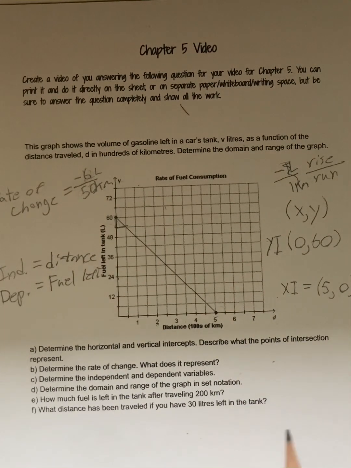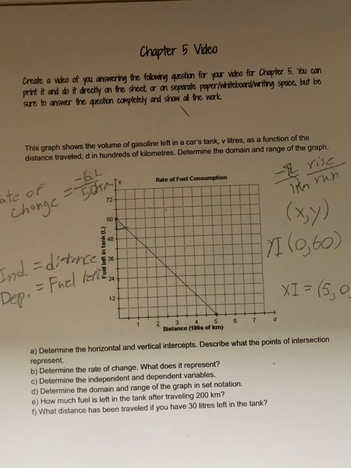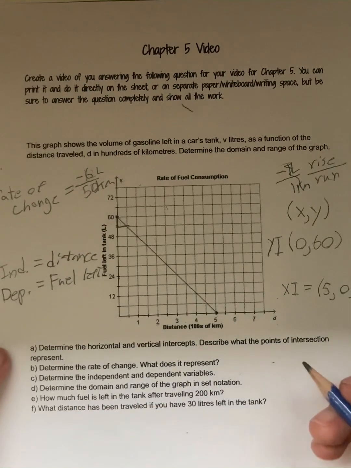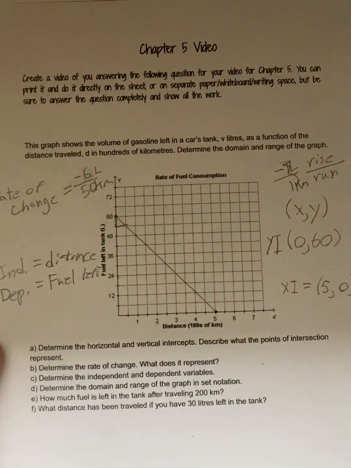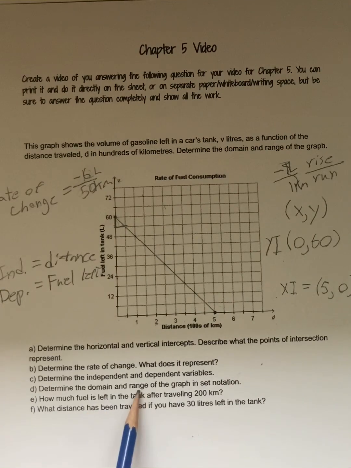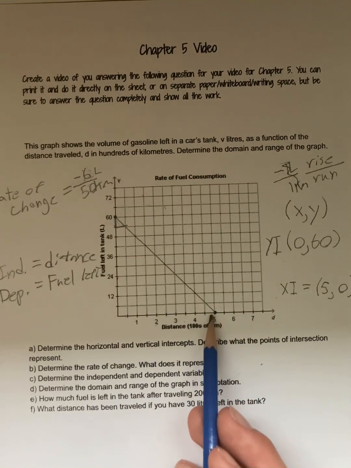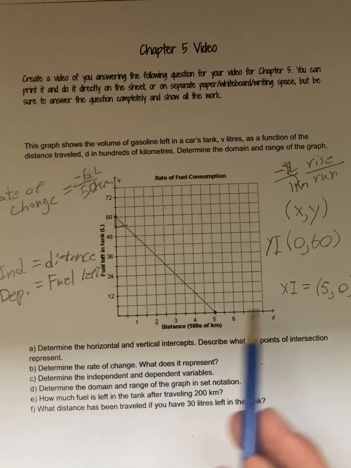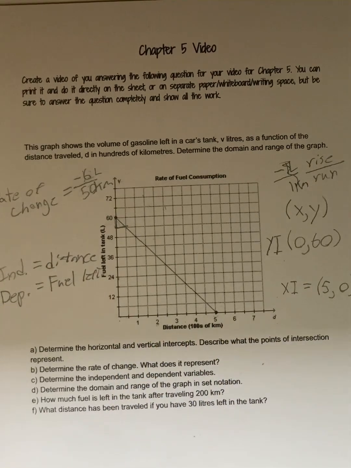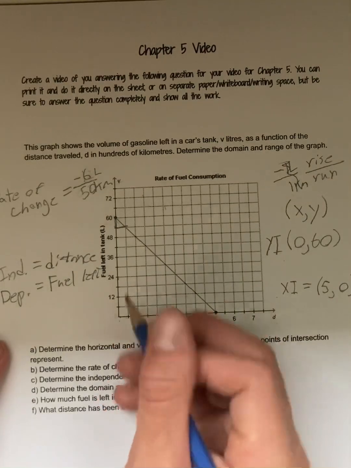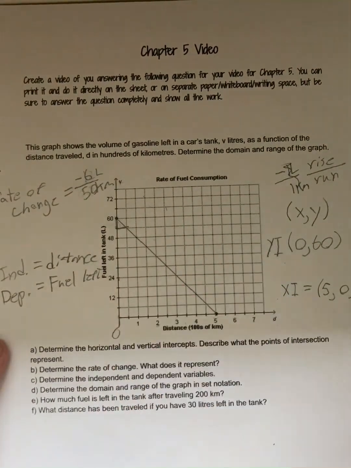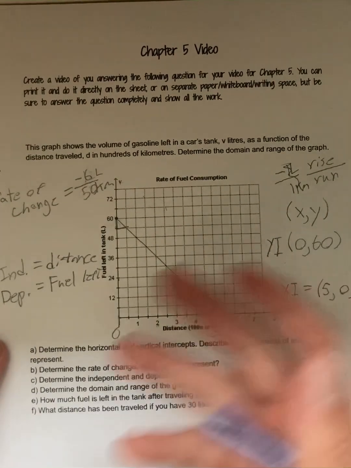D, determine the domain and range of the graph in set notation. So as we understand, this set notation is essentially, we already figured out the domain and range, right? So now we want to know how far left does the x value or d value go? How far right does it go? So obviously we come over here. This 0 is as far as it goes. And right here, 5, that's as far as it goes, right?